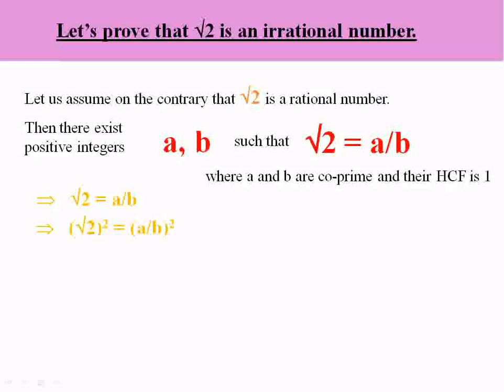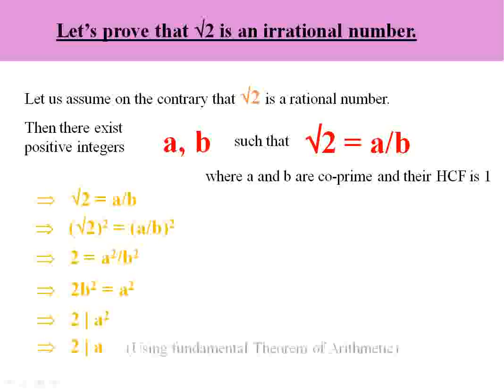Squaring both sides, we get root 2 the whole square is equal to a divided by b the whole square. So that means 2 is equal to a square divided by b square. Cross multiplying, we get 2b square is equal to a square. So that means 2 completely divides a square. If 2 completely divides a square, 2 also completely divides a, using the fundamental theorem of arithmetic that we learnt earlier. Let's call this inference 1.